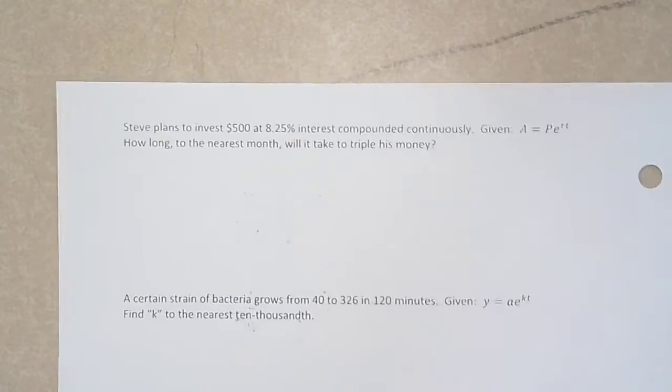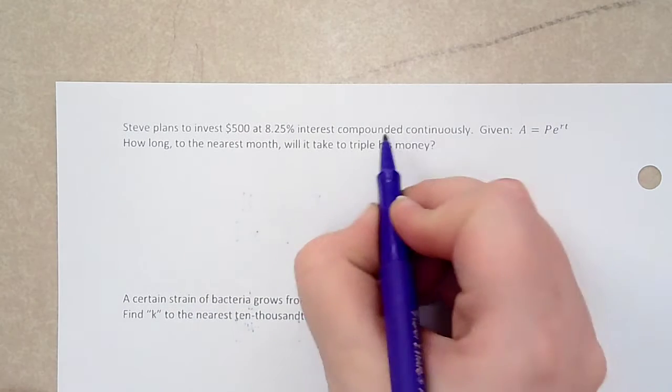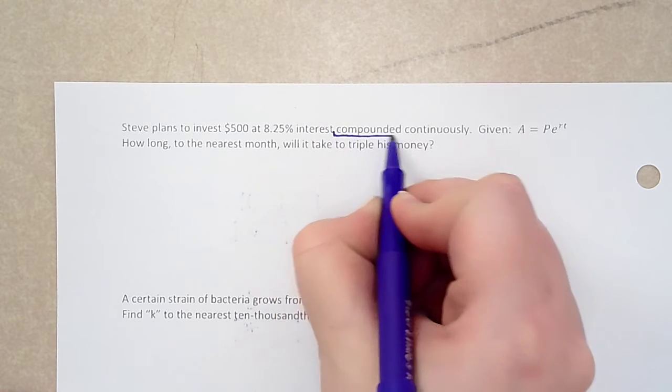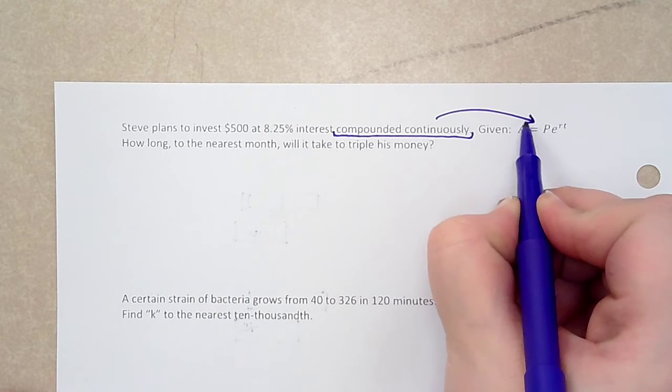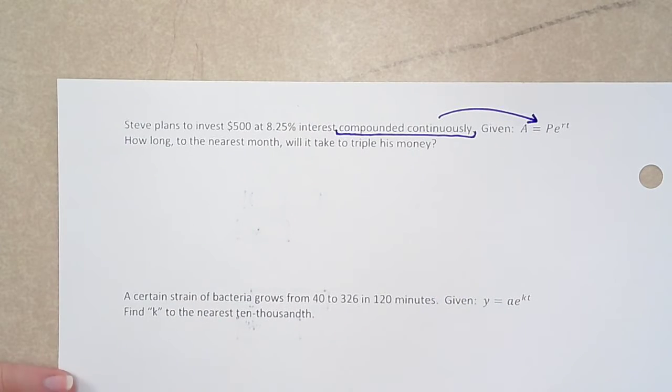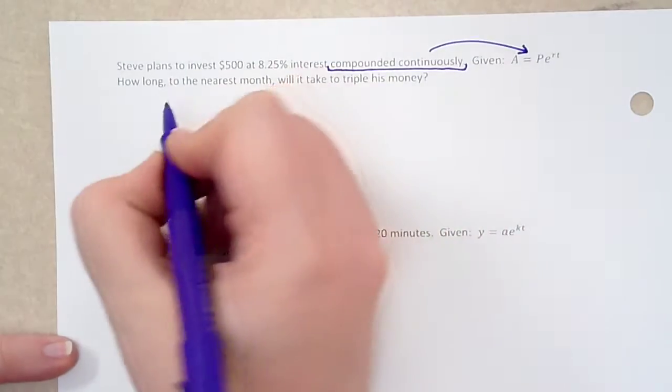All right, flipping over to the back side. Steve plans to invest $500 at 8.25% interest, compounded continuously. I've been talking about this in class, but I just want to remind you, anytime you see compounded continuously, we're going to be using the PERT formula. How long to the nearest month will it take to triple his money?